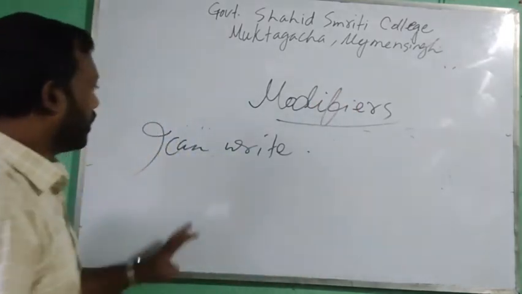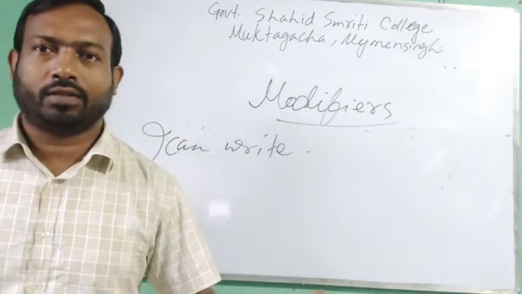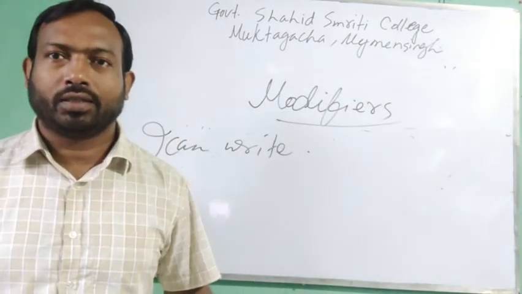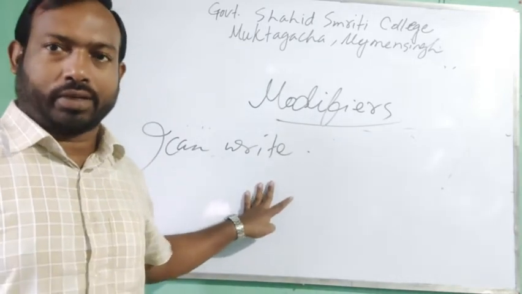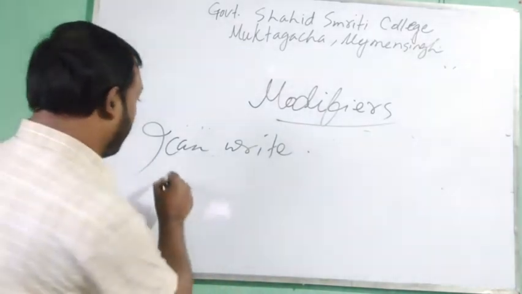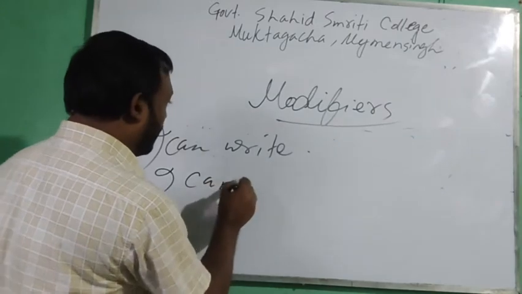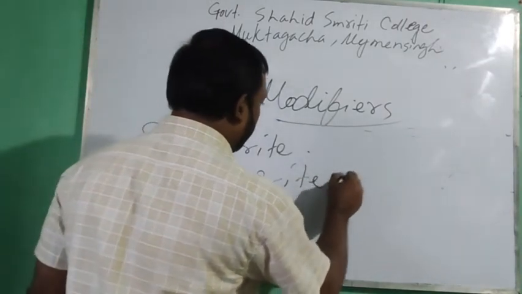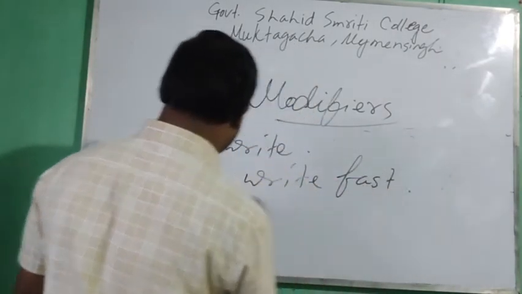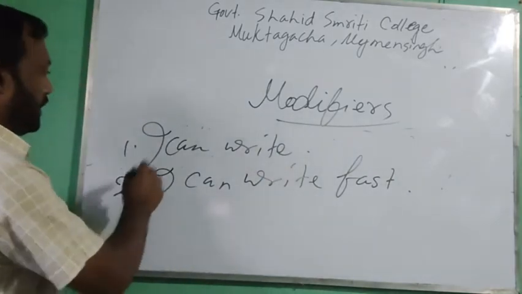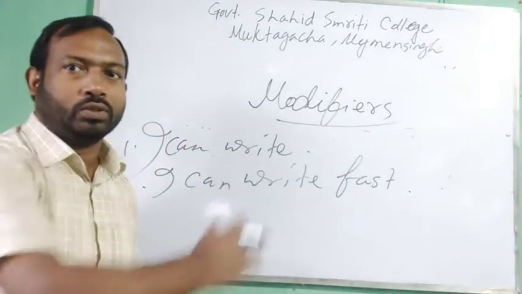Okay, the sentence is correct. I can write. So the sentence is grammatically correct. But the sentence I can write fast.